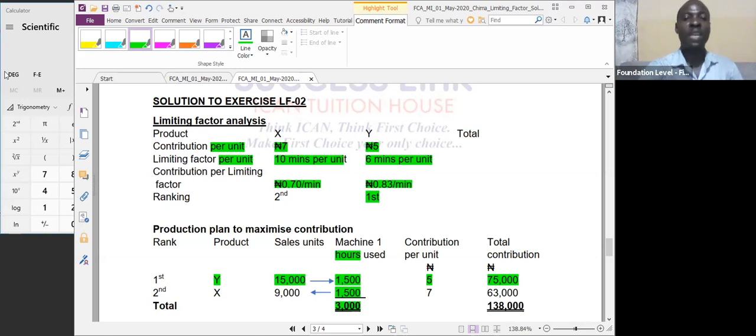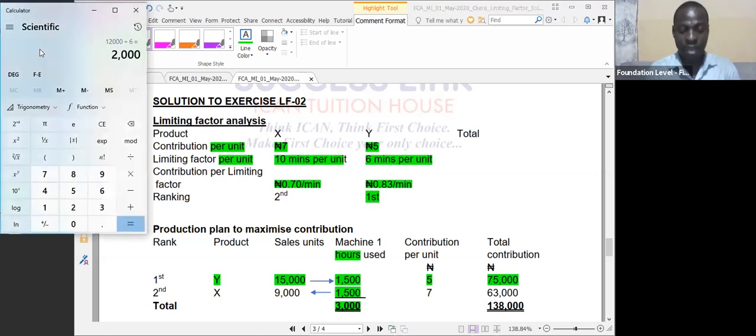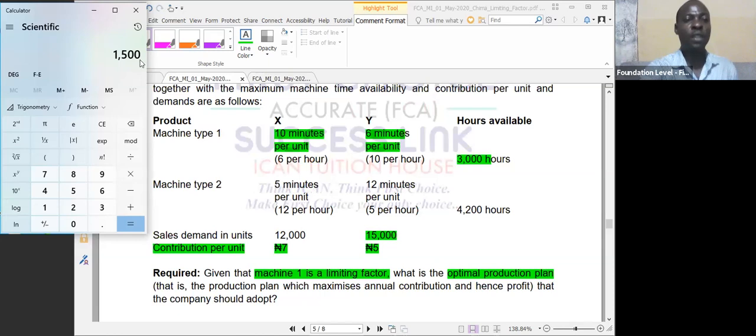So what do we do? We have 1,500 hours available to us, and we are doing 6 units in 1 hour. How many products are we going to make? That means we have 1,500 hours multiplied by 6. That gives you 9,000 units that you should make. So you see that moving to here, you have 9,000 units.